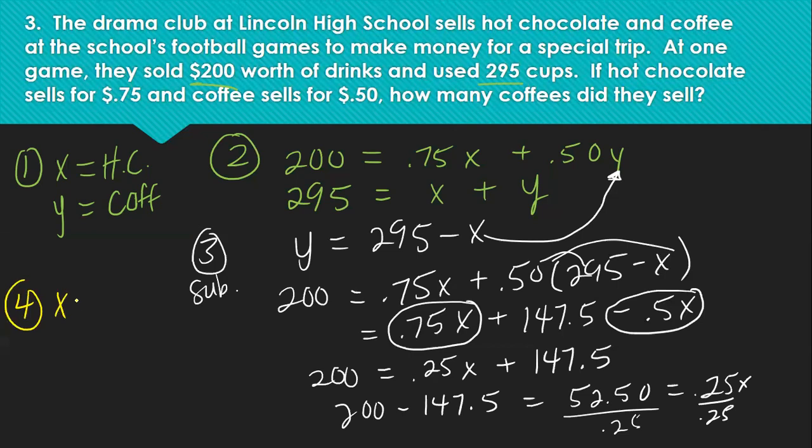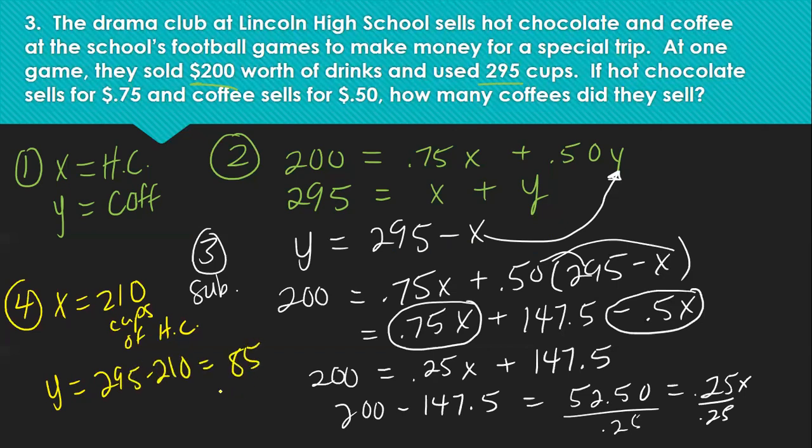So X equals what? Not coffee, hot chocolate. So 210 cups of HC. So if I sold 210 cups of HC, how many cups of coffee did I sell? Because they need to equal what? 295. So 295 minus 210 gives me 85. 85 people bought coffee. 85 cups of coffee. So those are my two answers.